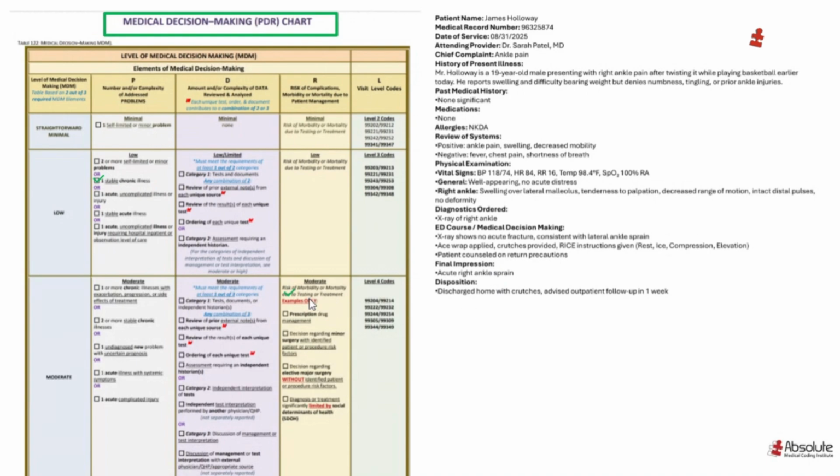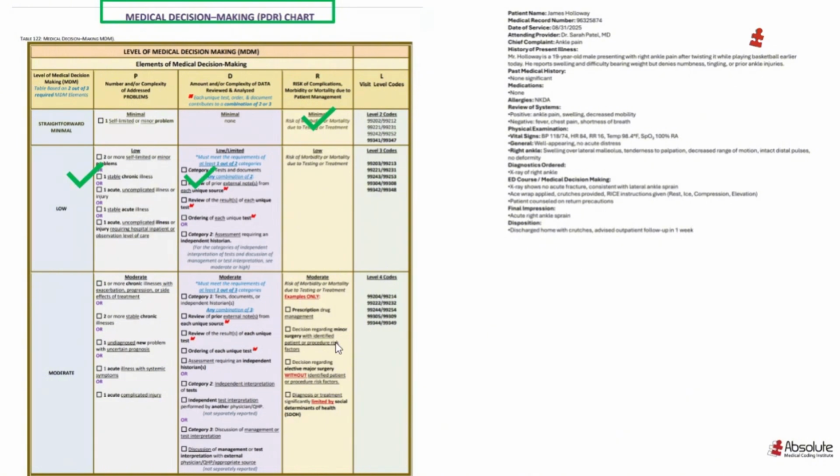And this is wrong. He wasn't given any pain. See, my little checks are off. He's minimal. He's straightforward. They really didn't give him any pain medicine because he wasn't in any kind of distress. And they just told him to rest, put some ice on it, put a compression on it, and elevate that ankle. This is minimal. So we've got a low problem, a low data, a low risk or minimal or straightforward risk.